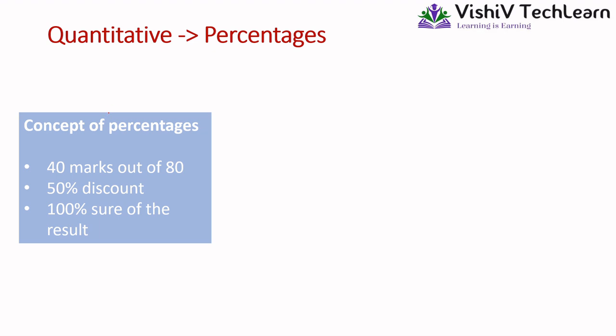Basically, when we calculate percentage, we have already learned this in school days, but here we would like to revise it once again, and if we have missed any particular point, it will get revised here. We have three kinds of points. The first one is 40 marks out of 80. Let's consider one subject, say mathematics. In this subject we got 40 marks in one of the exams, and total marks were 80. So out of 80 we got 40.